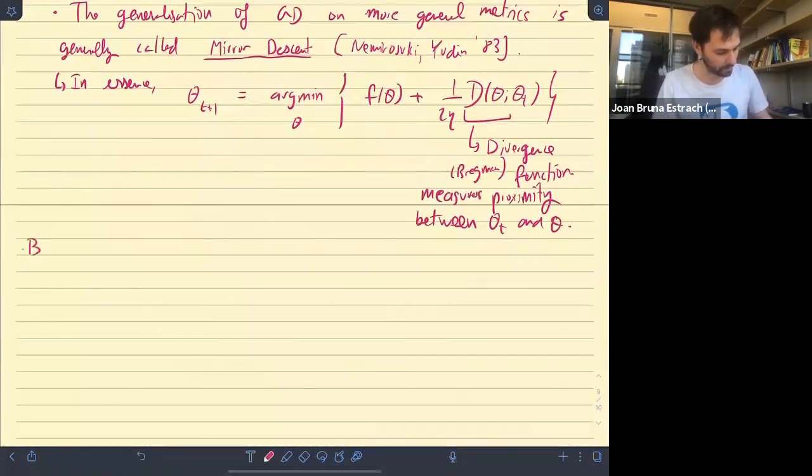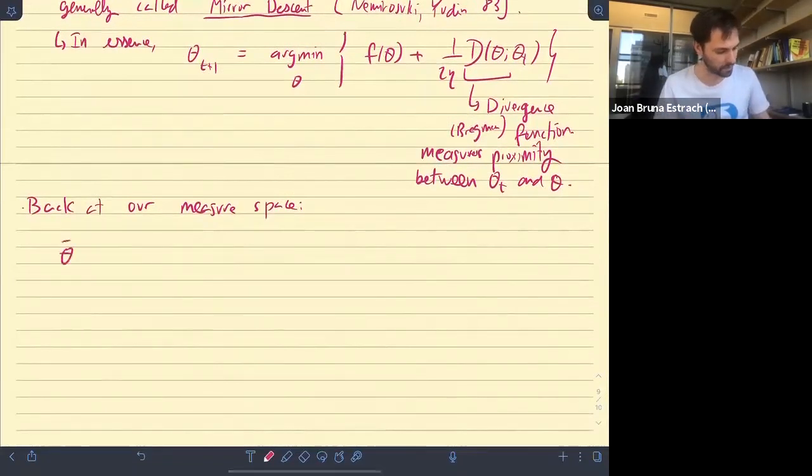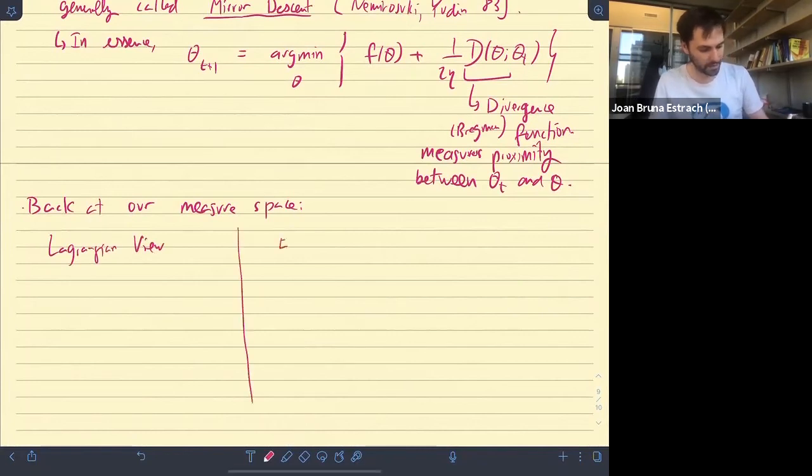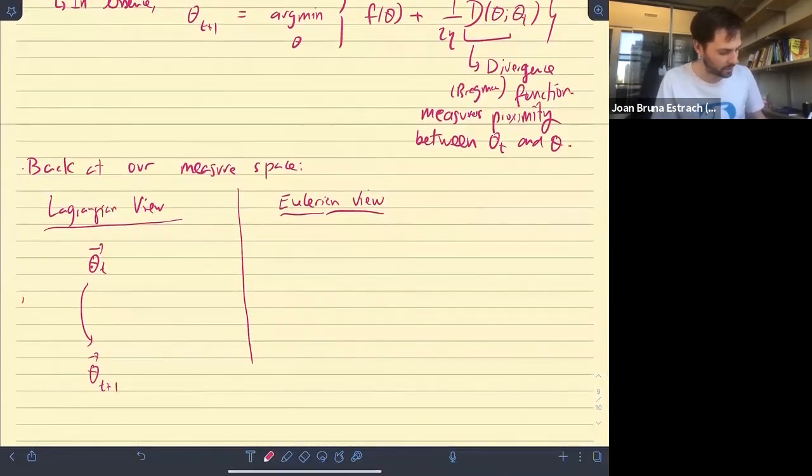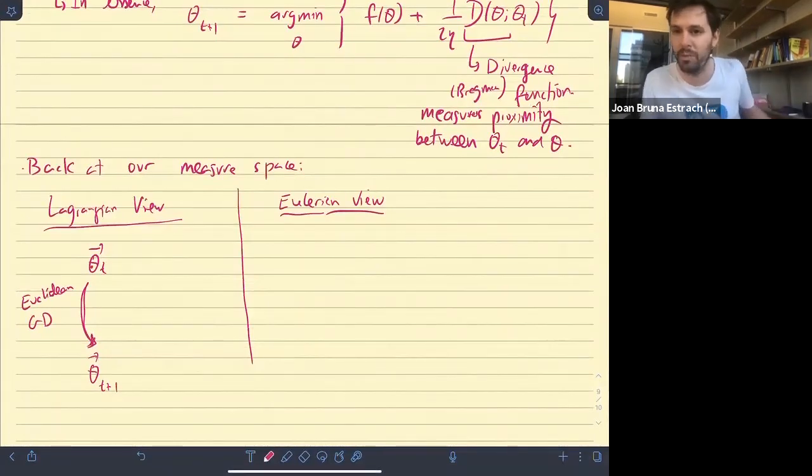Okay, so now if you look back at our problem in measure space, what do we have? We had our Lagrangian view, where we have some theta t that we could evolve to, let's say, theta t plus one. Let me just discretize time for now. And here we just do it with a Euclidean gradient descent, or gradient flow, if you want. So we describe the equation of how the system moves: we just take a gradient step with respect to the position of the neurons.